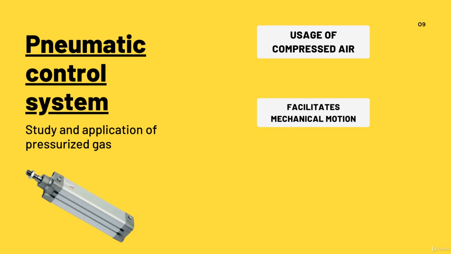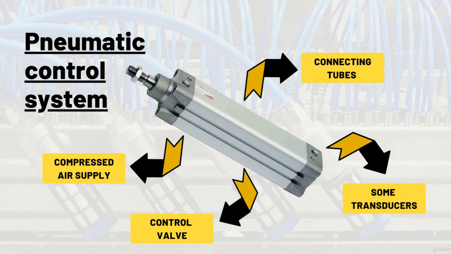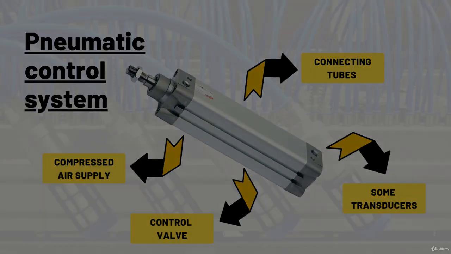Pneumatic systems are found in many industrial systems such as food industry, petrochemical industry, and industrial robots. They simply require a compressed air supply, a control valve, connecting tubes, and transducers. Pneumatic control system can be controlled both manually and automatically. They are easy to install and have a very simple design.